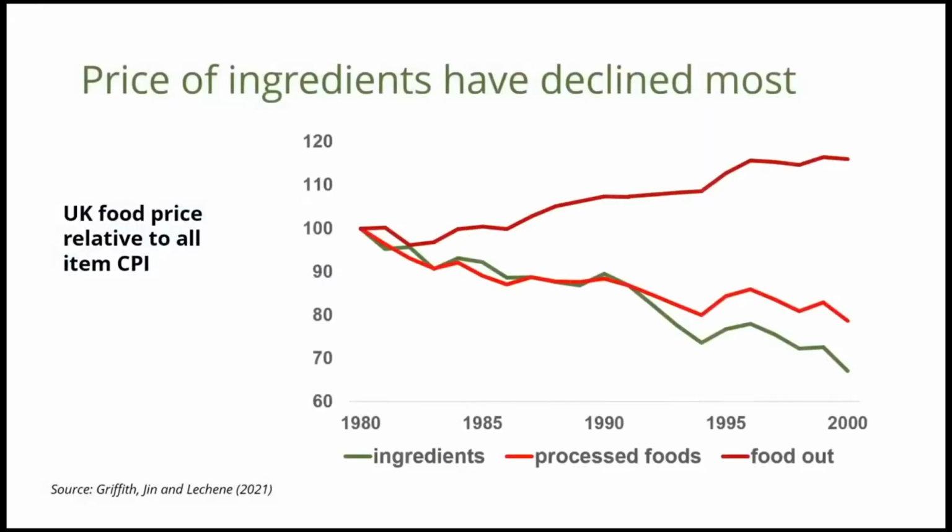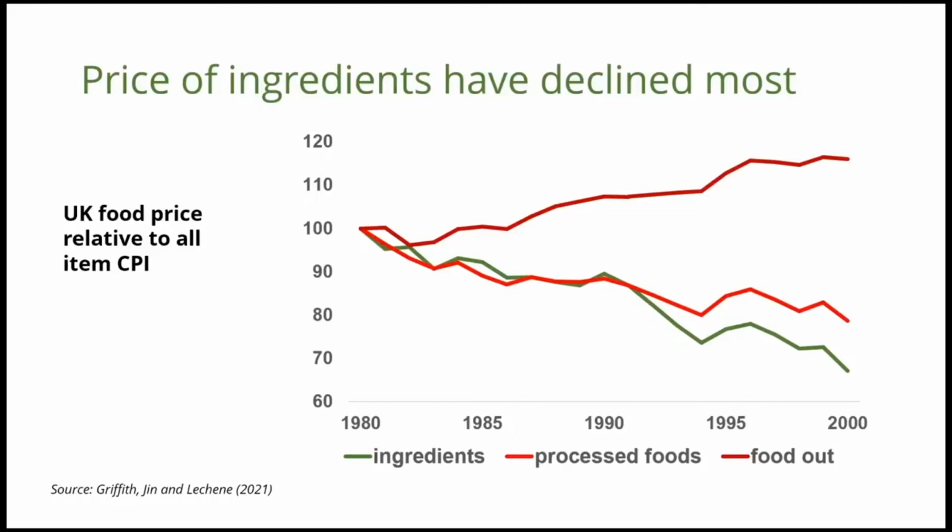Something that you might find surprising is that the price of ingredients has declined by most. Why do I make the distinction here between ingredients and processed foods? Because that's something that the World Health Organization has emphasized, as do many other nutritional advisors, that home-cooked food is on the whole healthier than processed food.